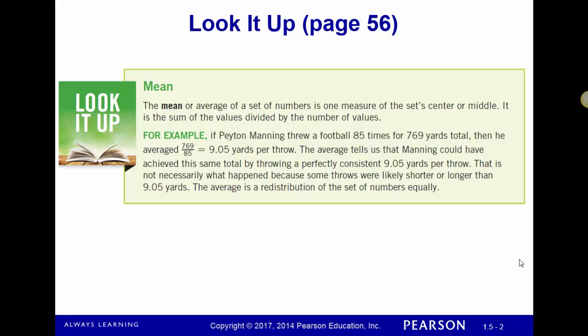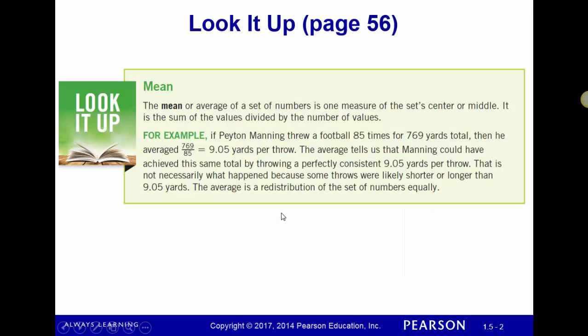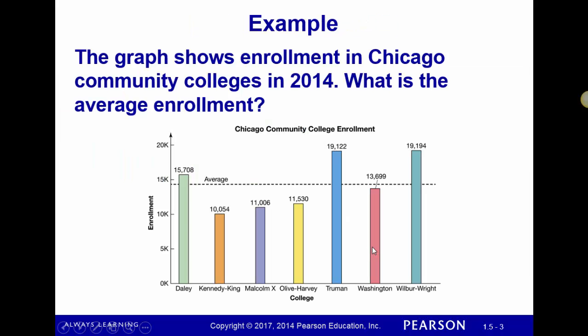It's the sum of the values divided by the total number of values. So here's an example. If Peyton Manning threw a football 85 times for 769 yards total, then he averaged 769 divided by 85, about a little bit more than 9 yards per throw. There are other measures of the center of the data set that we'll talk about later in this cycle, but for right now we're just going to focus on the mean.